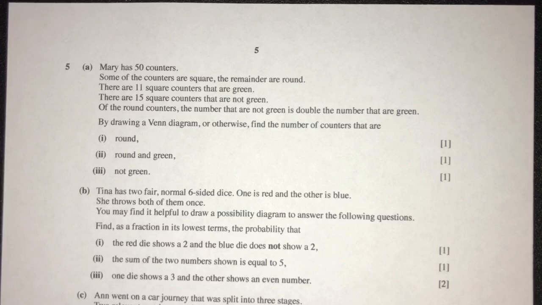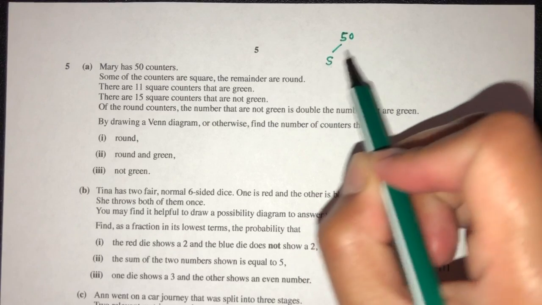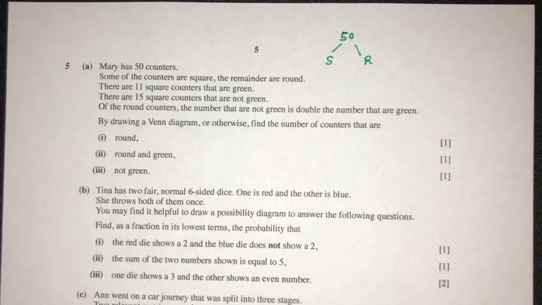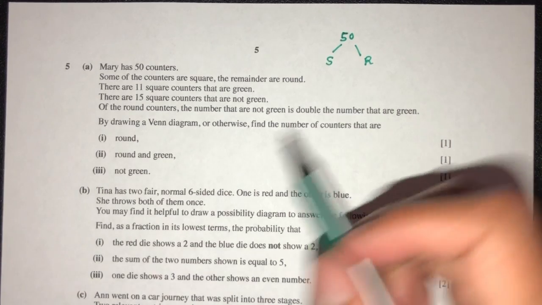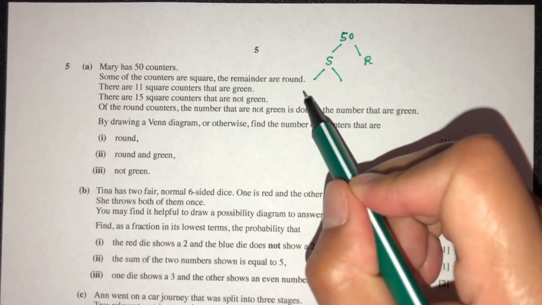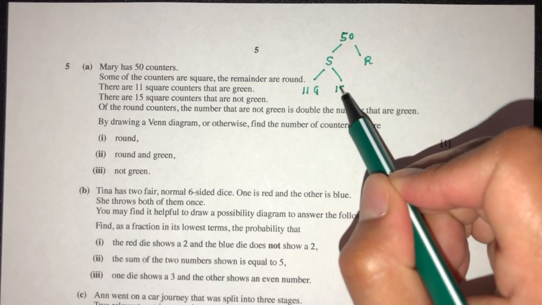So let's move on to question number 5, part A. Mary has 50 counters. Some of the counters are square and the remainder are round. So 50 counters, we have square counters and we have round counters. Now 11 square counters are green. So from the square, we have 11 that are green and 15 that are not green.